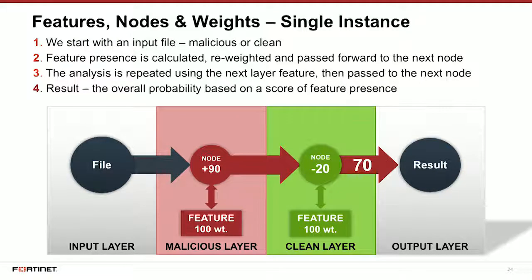Okay, so let's say it finds a feature that has a weight of 90, and it finds a clean feature as well on the malicious file, because malicious software does not always have only malicious features. Then let's say it's 70, okay? So the result is, if more than 50% of the population of the malware has 70% of maliciousness, then it's probably malicious, right?